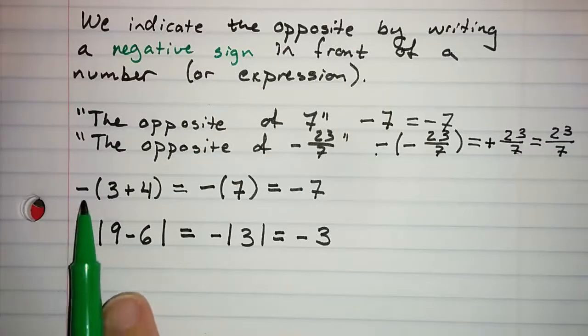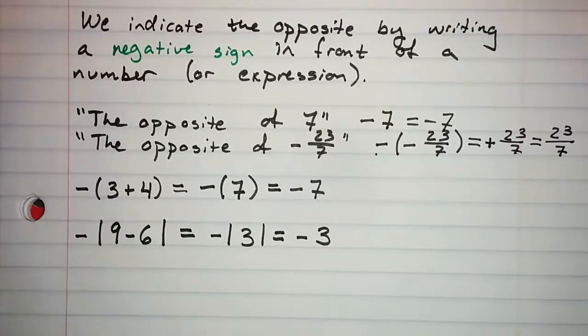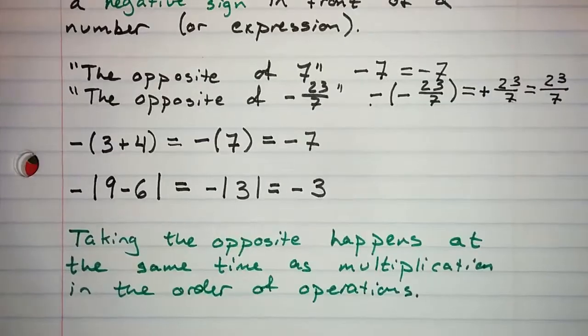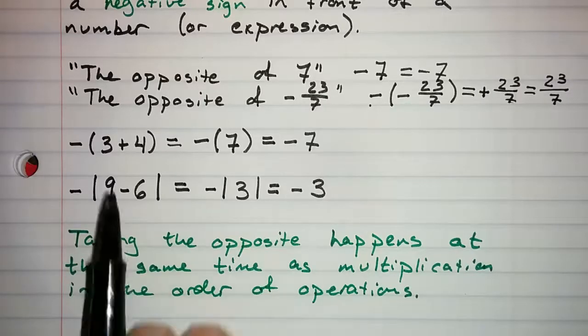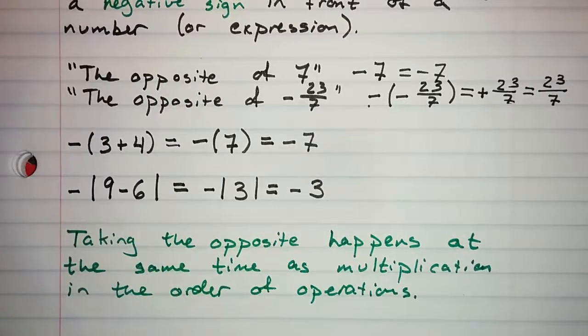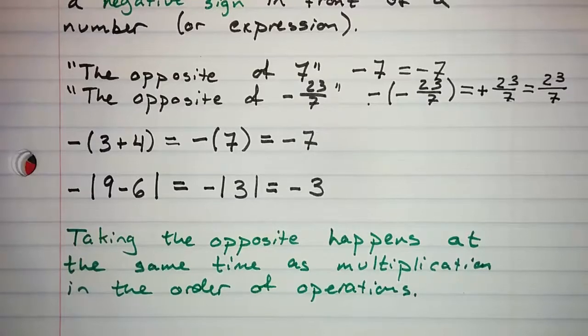We might have alluded to it in these two steps, but just to be clear, taking the opposite happens at the same time as multiplication in the order of operations. So, in particular, arithmetic in parentheses and also exponents come before we take opposites.